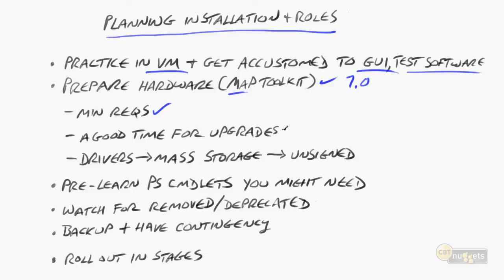It's also a good time for upgrades. It's not directly a part of the exam, but a lot of organizations, as they do their MAP Toolkit analysis, will realize that some of their hardware is lagging, so they'll do their hardware upgrades. That's what I'm really talking about there, is hardware upgrades. And then if you do have any drivers that you need to install, you can do that during the installation process. There will be an option, and you'll see this as we demo an installation here shortly, that you can specify mass storage devices that you need. However, again, it's better if they're signed. If they're unsigned, though, you need to follow the instructions at the bottom of that minimum requirements document that I just showed you. Now, I do also recommend that you pre-learn certain PowerShell cmdlets that you might need.